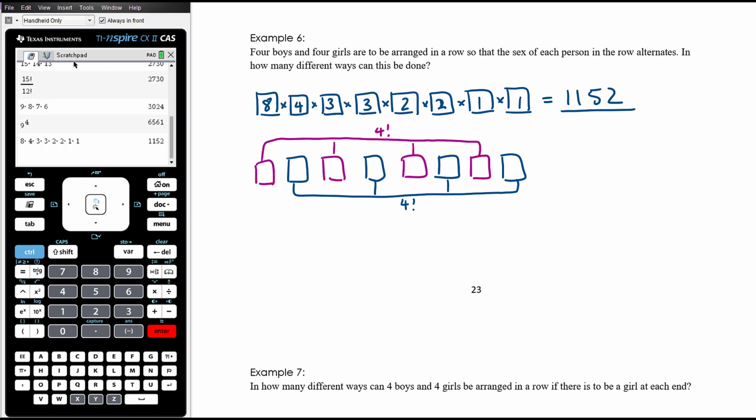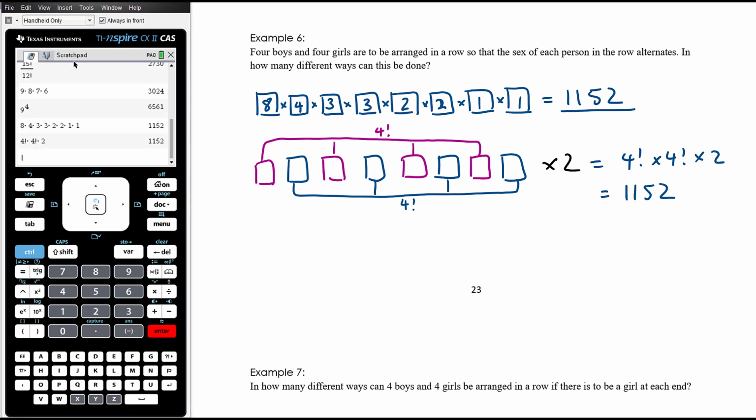And then there's one other thing I need to think about, because I drew the diagram starting with a girl. If it starts with a girl, there's 4 factorial times 4 factorial different ways of arranging, or it could start with a boy. So there are 2 different ways to do this, because we could just switch around the blue and the purple seats. And so the other way that we can calculate it is 4 factorial times 4 factorial times 2, which should still give us 1,152 different ways of arranging the boys and girls.